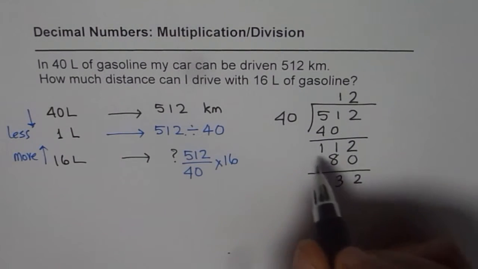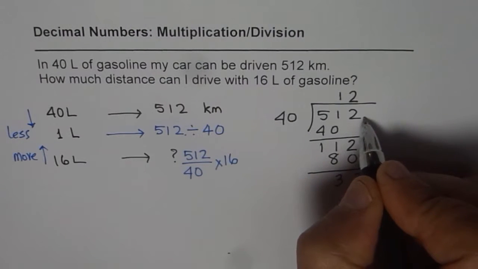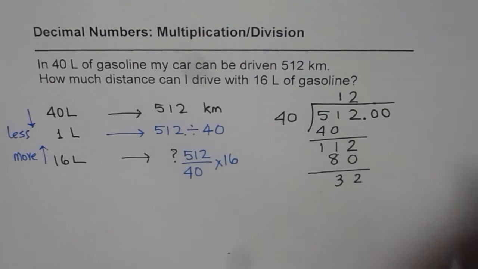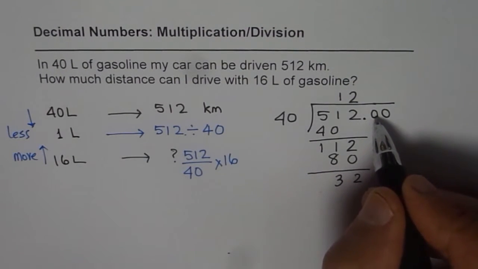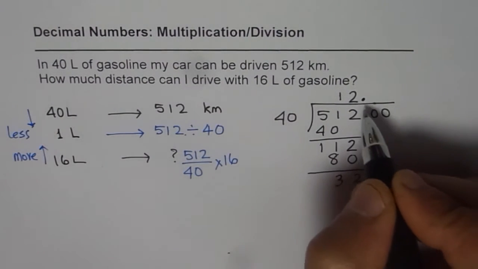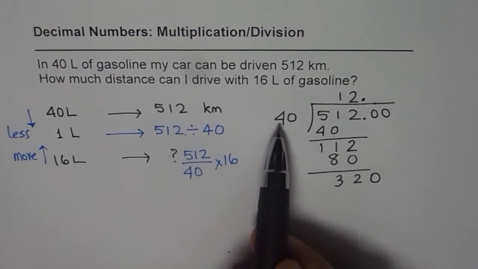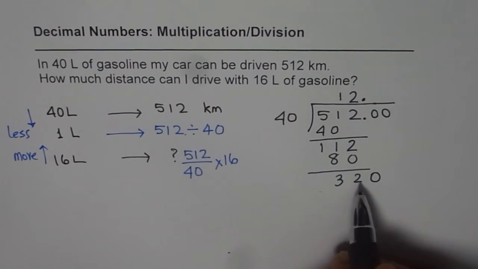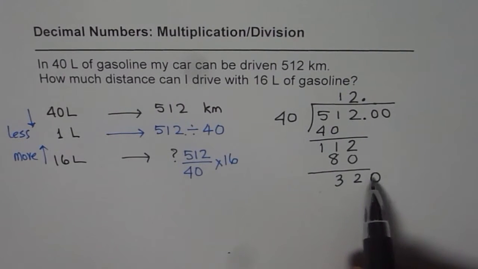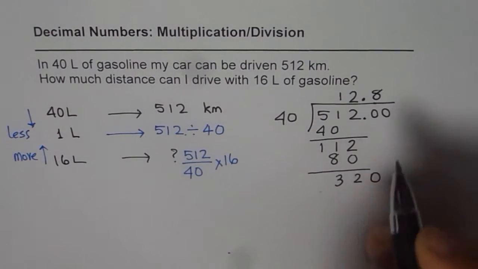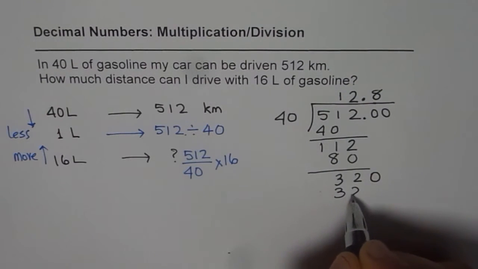What can we do? After every number, you can always put a decimal and add zeros. That is what we have learned, and that's how we get into decimals. Now, when you take a number after decimal, in this case it is 0, you have to place a decimal in the quotient and then divide by this divisor. Okay, let's do it. 320. 0 times anything is 0. 4 times 8 is 32. So we get 320.